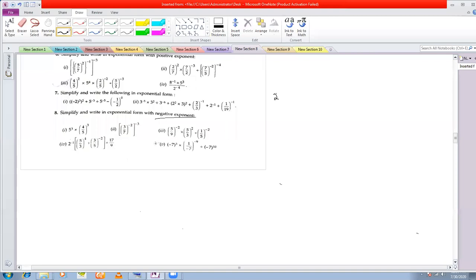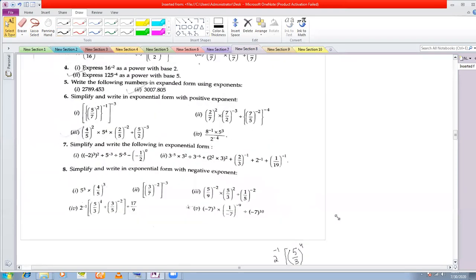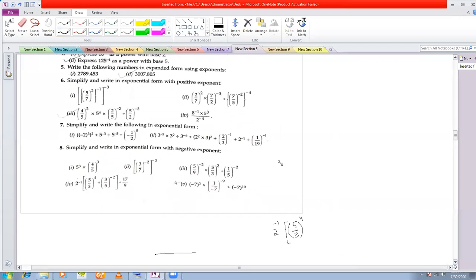2 to the power of minus 1, 5 by 3 to the power of 4. Is it division or addition? Can you tell me division or addition? Addition.